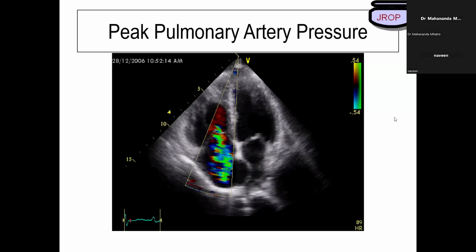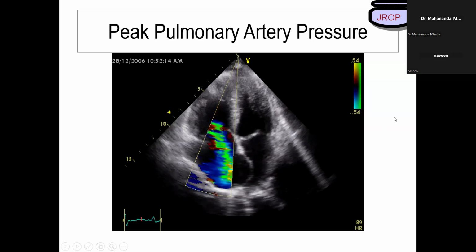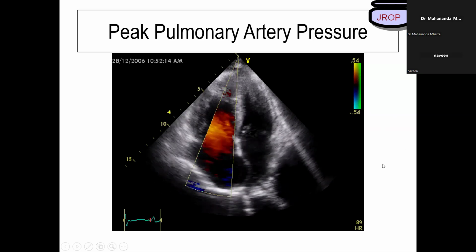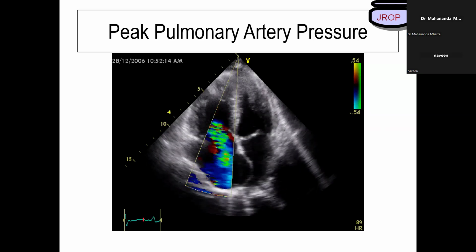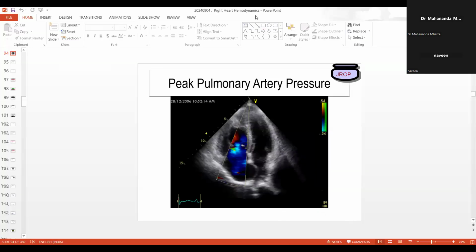Let's move on to Dr. Naveen. Naveen, go ahead. Sir, good evening, sir. Can you show an image of ASD with volume overload and then later getting converted into pressure overload? Okay, an ASD patient. Let me try. I'll have to stop sharing these slides. I'll have to dig out my images. So you'll have to wait for a few seconds. Yes, sir, please.